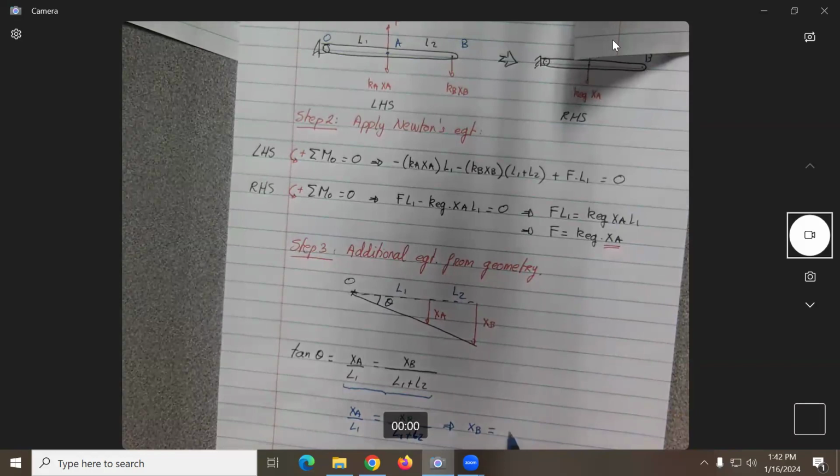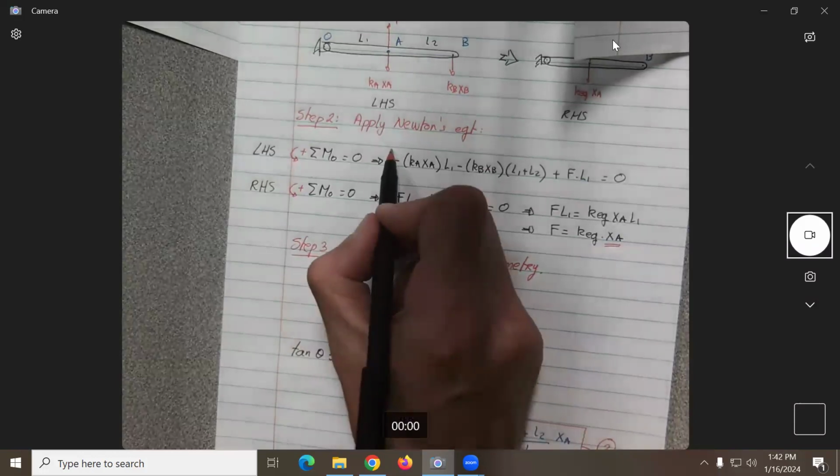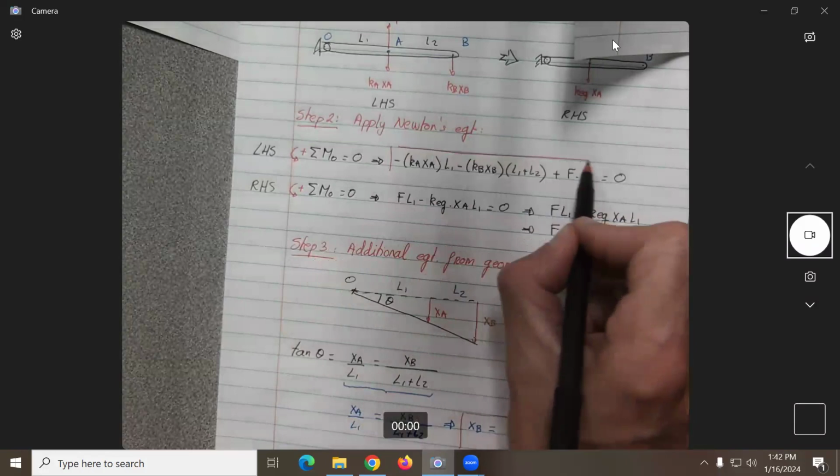We have X sub B will be equal to L1 plus L2 divided by L1 times X sub A. So this will be equation 2. This will be our equation 1.